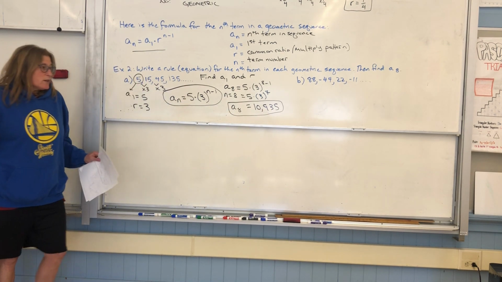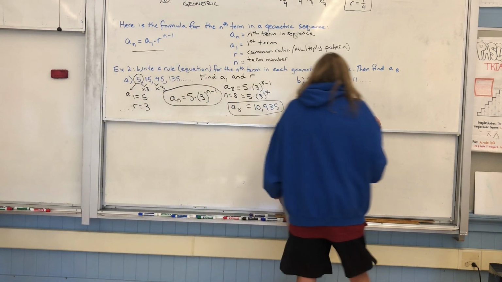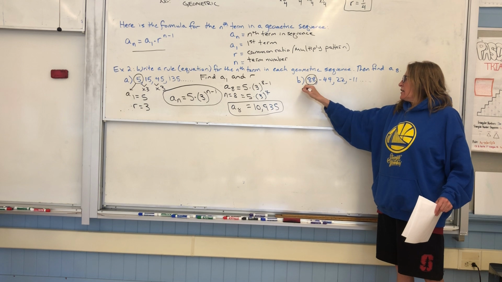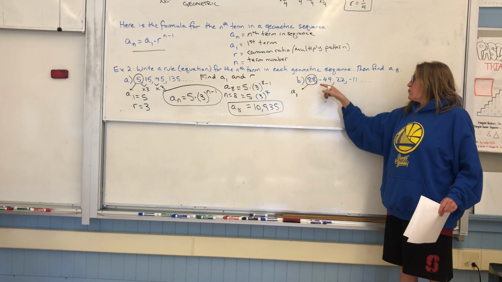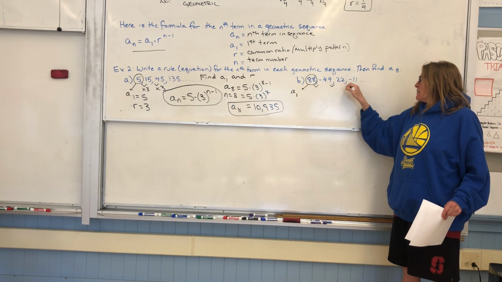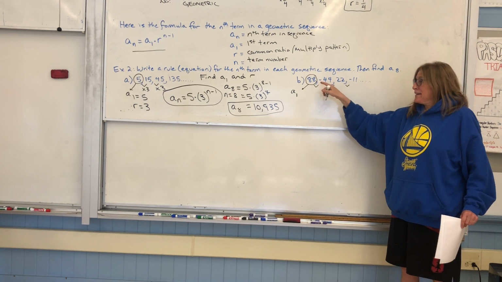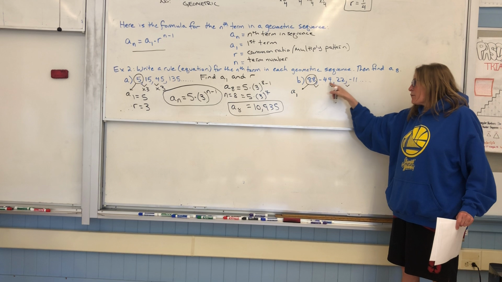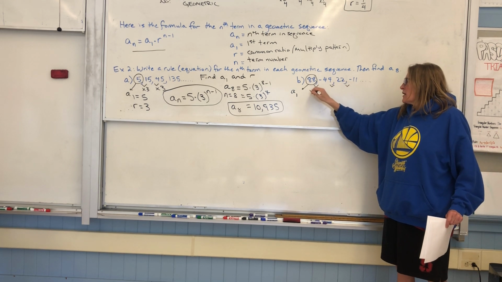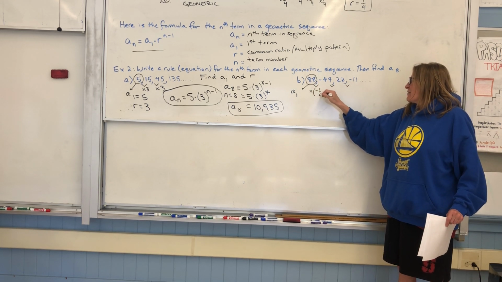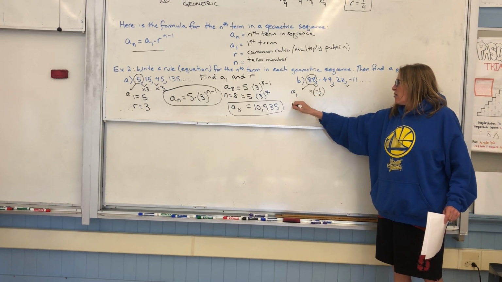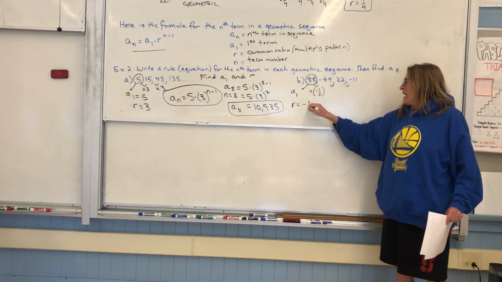Okay, let's spice it up a little. Again, A1 is pretty easy to spot here. There it is, A1. Now notice this time, guys, my R is actually negative. It goes from 88 to negative 44, and then negative 44 to positive 22. So this is times negative 1/2. So A1 is 88, and R equals negative 1/2.